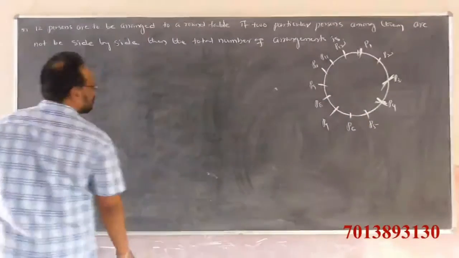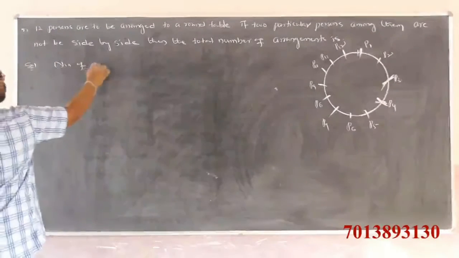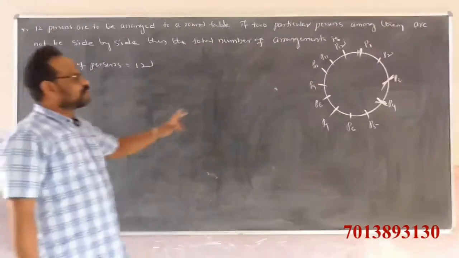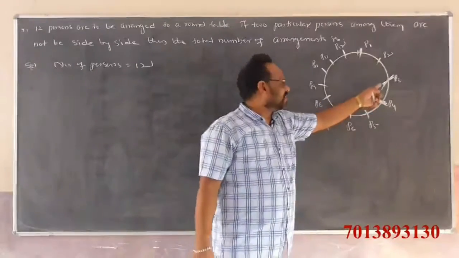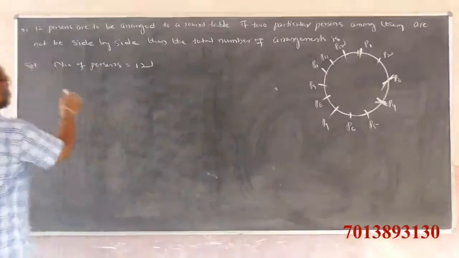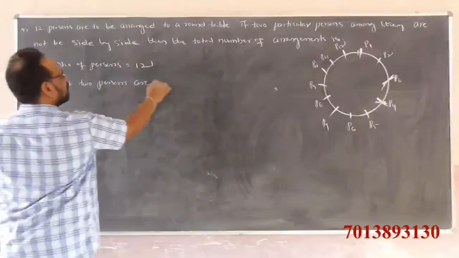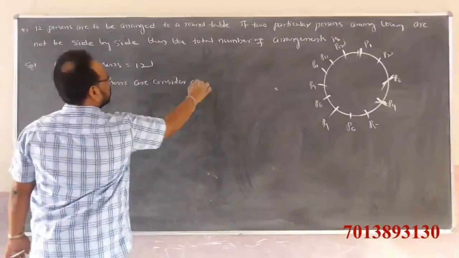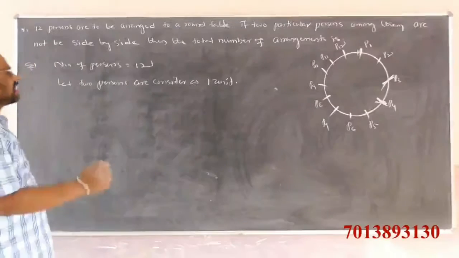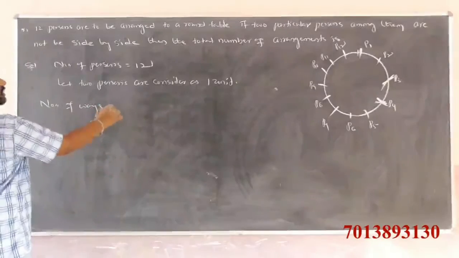Observe here. Total number of persons is equal to 12 persons. We have 12 persons. Among them, two persons are P3 and P4, considered as one unit. So we want the number of arrangements, the total number of ways we want.